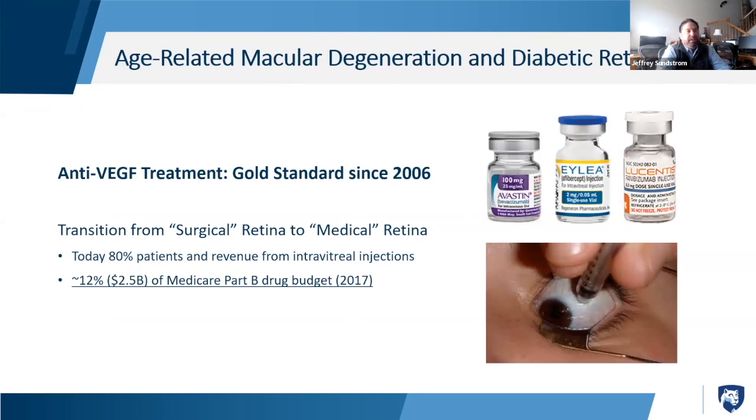Just to make sure everyone's up to speed with how most retina patients are treated today, especially patients with age-related macular degeneration and diabetic retinopathy, that makes up the bulk of our patient volume. Anti-VEGF treatment, which is vascular endothelial growth factor, has been the gold standard since 2006. It really revolutionized how we treat patients with retinal disease, with AMD and DME. It involves an injection of an antibody into the vitreous fluid. And today, about 80% of patients in revenue are what we call medical retina, as opposed to surgical retina.